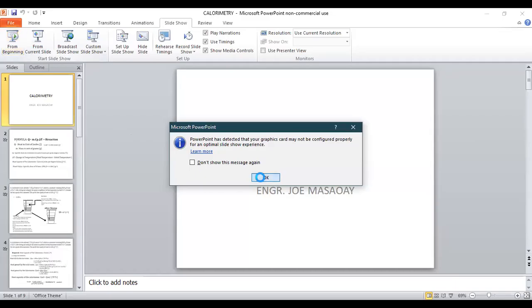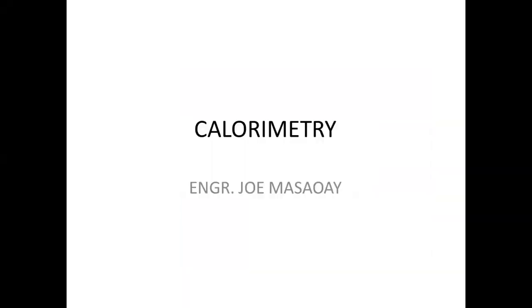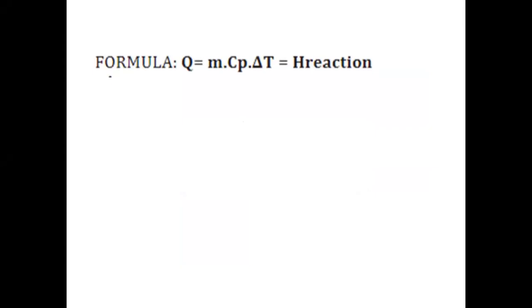Now, this video is all about the computation parts of calorimetry. Now, let me show my screen, share. Okay. Now, for calorimetry, we have a formula which is Q is equal to mCp or C delta T, which is equal to heat of reaction.